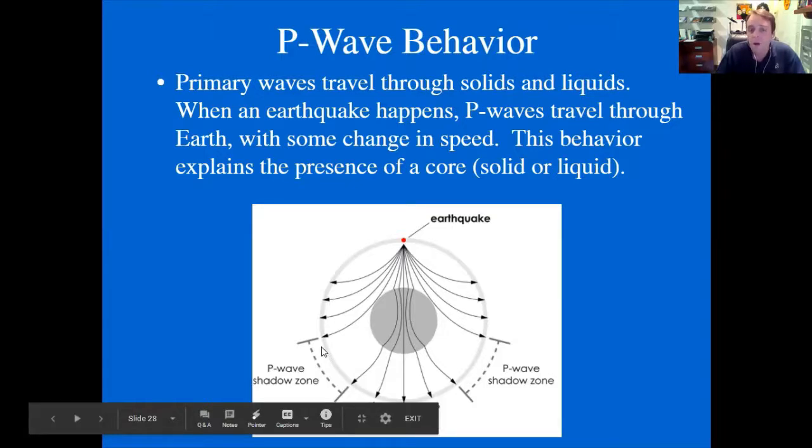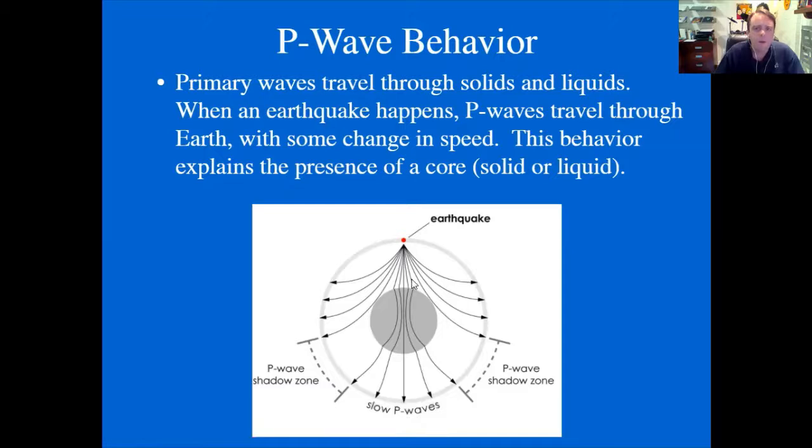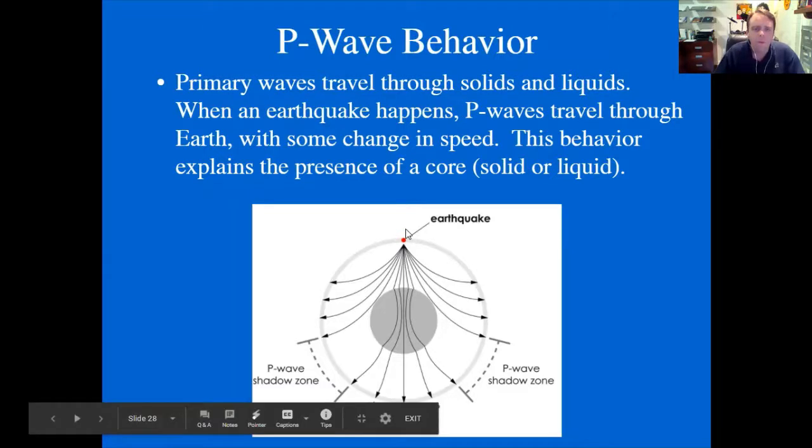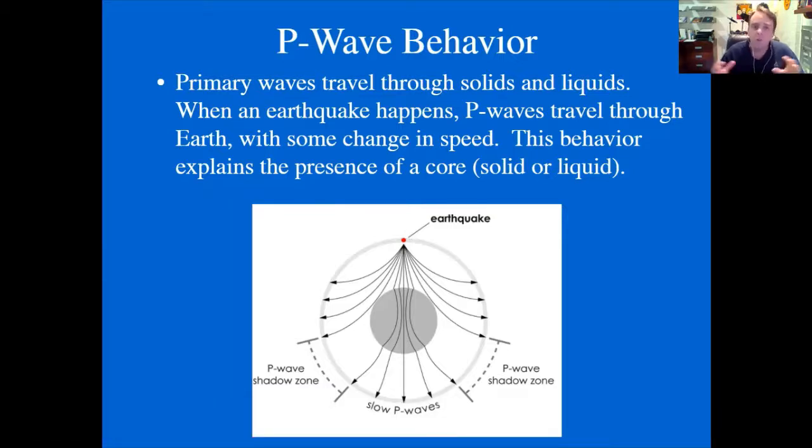side of the planet. Also notice because of that bending, there is a shadow zone where no primary waves are received. And I think it's from, I can't remember, 104 degrees to 140 something degrees. But there's a shadow zone on both sides of the planet where no primary waves are received from that earthquake. This tells us that there is an object, and pretty precisely too, based on the degrees of the shadow zone, the size of that object. There's an object in the Earth that causes these primary waves to change. It explains the presence of a core.